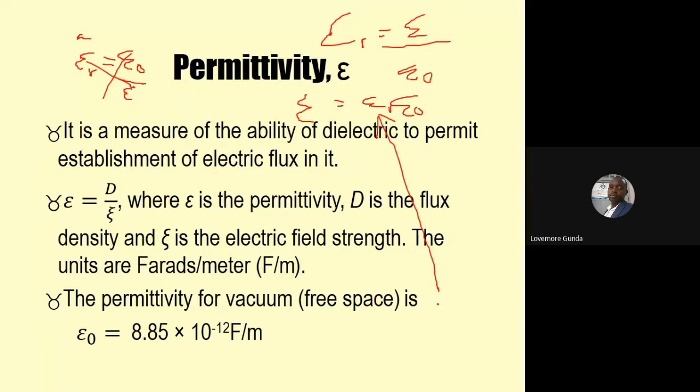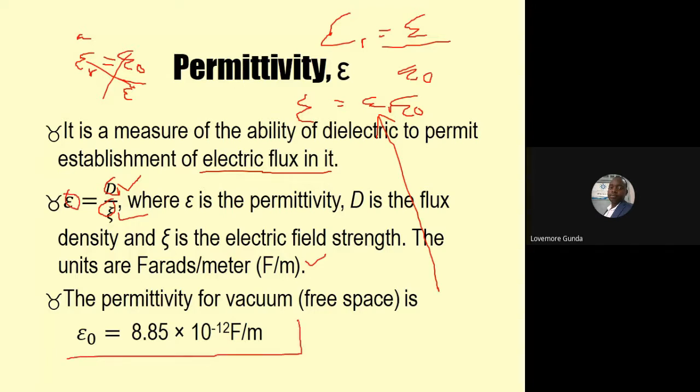So permittivity, like I said, is the measure of the ability of a dielectric to permit establishment of electric flux in it. And the permittivity becomes equal to the flux density over the electric field strength in the material, given in farads per meter. So if you can calculate the flux density and the electric field strength, you can also find the permittivity.